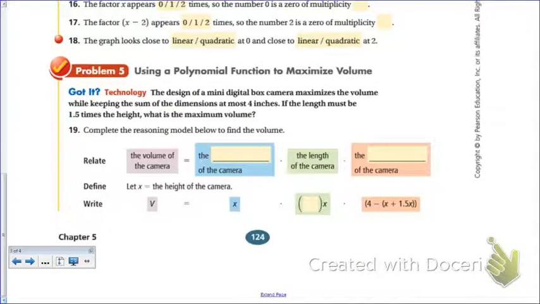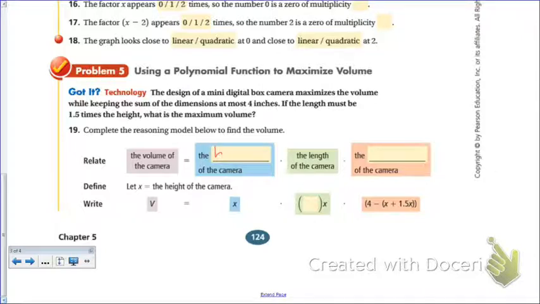Okay, one last problem here. Problem 5, it says using a polynomial function to maximize volume. So here we have an application problem. It says the design of a mini digital box camera maximizes the volume while keeping the sum of the dimensions at most 4 inches. If the length must be 1.5 times the height, what is the maximum volume? So they make a little equation here of how to find volume.